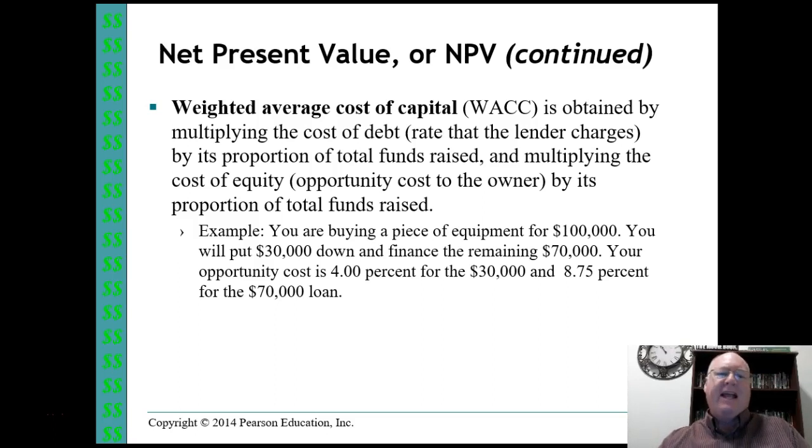For example, if you could have taken that $30,000 and instead of putting it down on equipment, you could have gone out and invested that $30,000 in government bonds, maybe you could have received 4% on that money. So that opportunity cost then comes into play for that 30%. And we're just going to say, for example, that your bank loan is going to be 8.75%. And the factors going into that bank loan would include those component pieces that we just talked about on the last slide itself. So how do you use that to come up with a weighted average cost of capital?